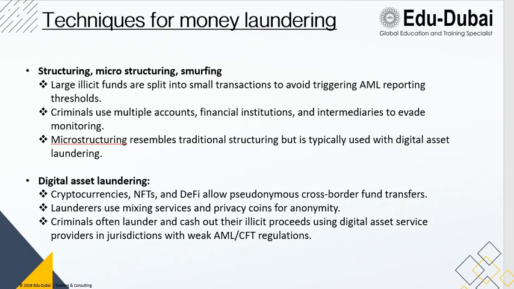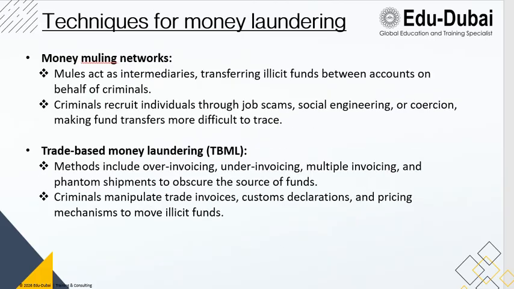So these techniques are used. The techniques I already explained: structuring, microstructuring, and smurfing. These techniques are used in the three stages of money laundering: structuring, microstructuring, smurfing, digital asset laundering. Money muling networks: money mules are intermediaries transferring illicit funds between accounts on behalf of criminals. The term money mule is very important because a lot of persons are made money mules.